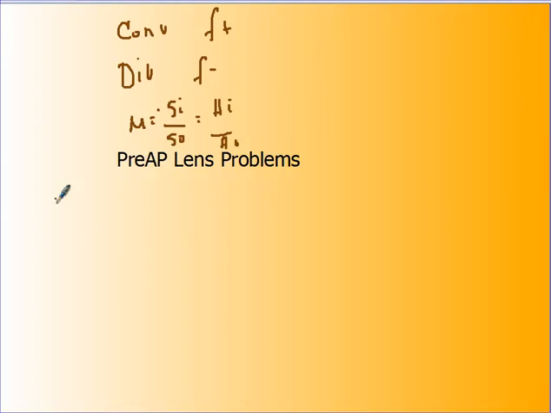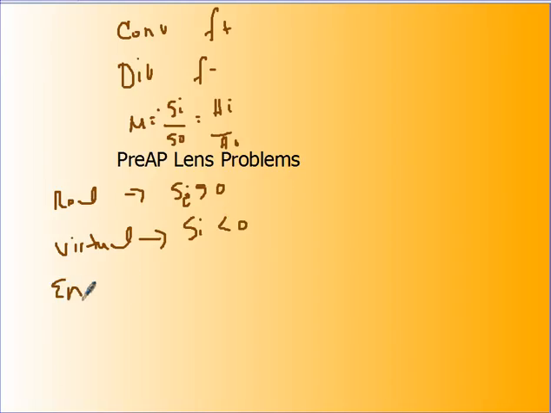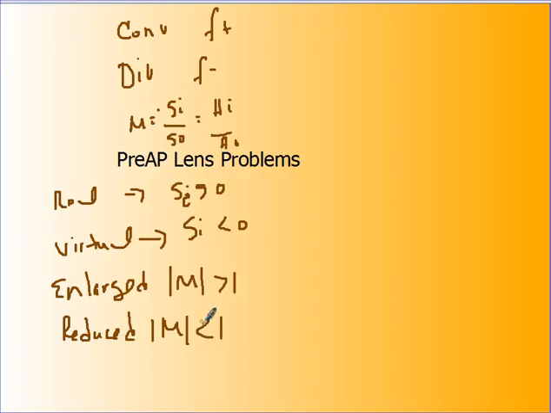Your image is real if your image distance is positive. It's virtual when your image distance is negative. It's enlarged when the absolute value of the magnification is greater than 1, and it's reduced when the absolute value of the magnification is less than 1.